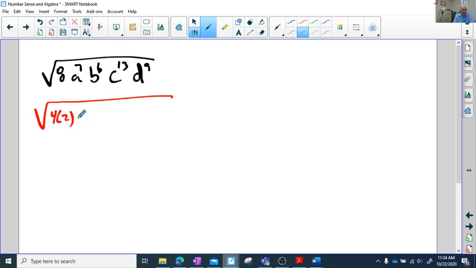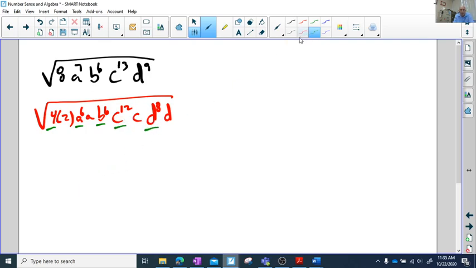4 times 2. I can't take half of 7, so I have to split it apart into a to the 6th times a to the 1. b to the 6th, it's already even, no problem. I can't take half of 13 without getting a decimal, so it's c to the 12 times c to the 1. d to the 9th is d to the 8th times d to the 1. I will now highlight ones that are perfect squares. So 4 is a perfect square, a to the 6th, b to the 6th, c to the 12, and d to the 8th are all perfect squares.